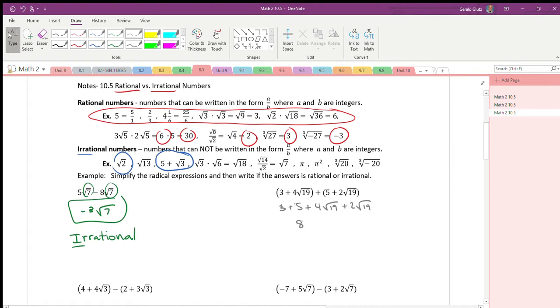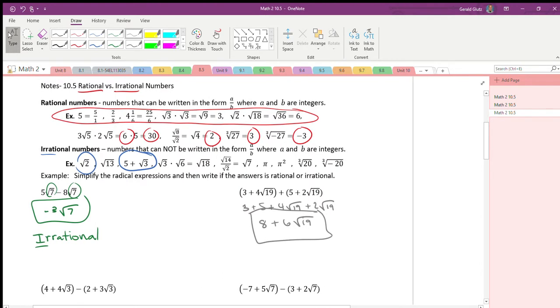So 3 plus 5 is 8, 4 root 19 plus 2 root 19. Again, the root 19s make these like terms, so I'm just combining these two like terms. This one has 4 root 19s, and I add 2 more root 19s together, so now we have 6 root 19s. So this is my answer. Again, part of our answer has a radical 19, which does not equal a whole number, so again, it's going to be irrational.